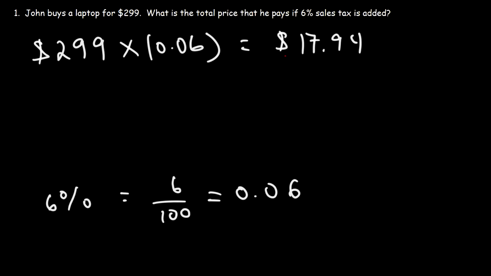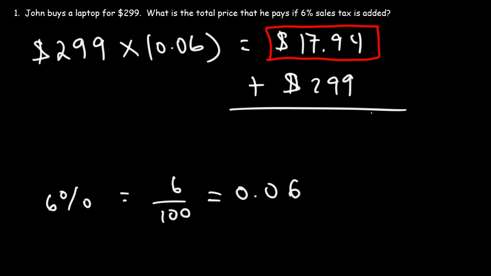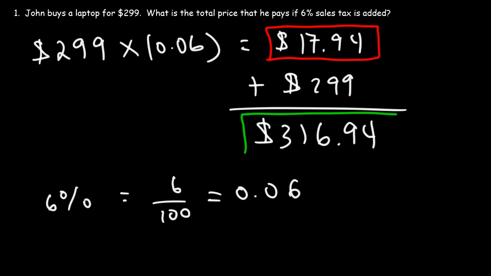So this is the tax that he pays plus the price of the laptop, which is $299. So the total price is the sum of those two values. The total price that he pays is $316.94. So this is the answer.